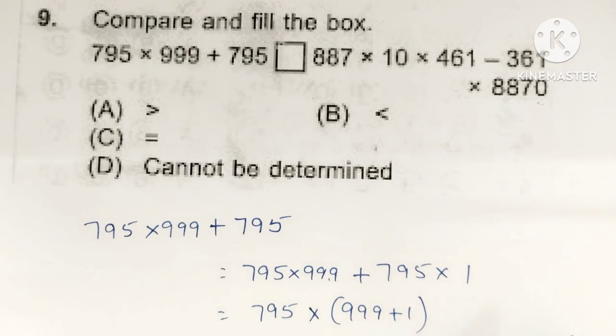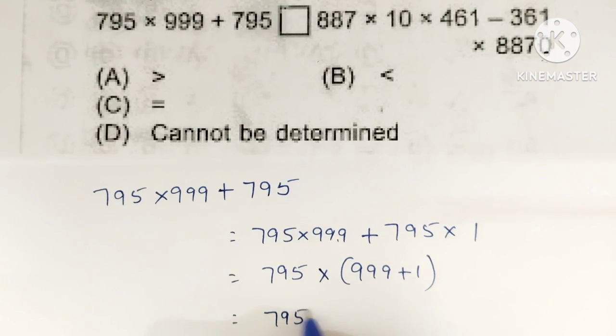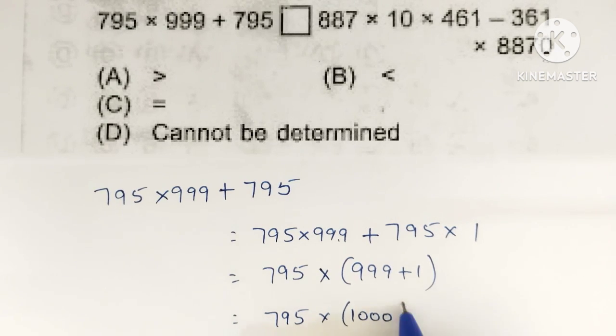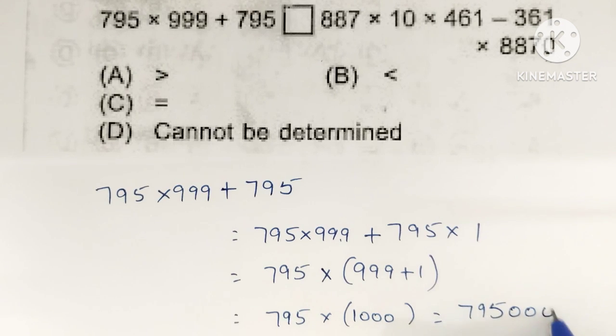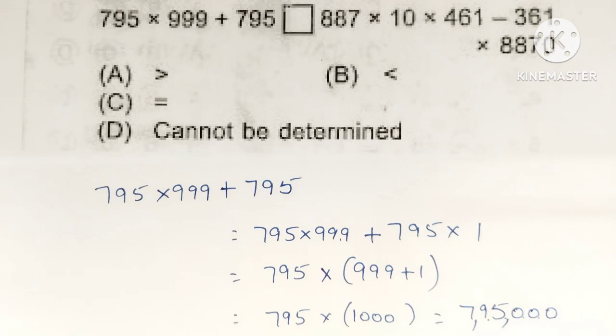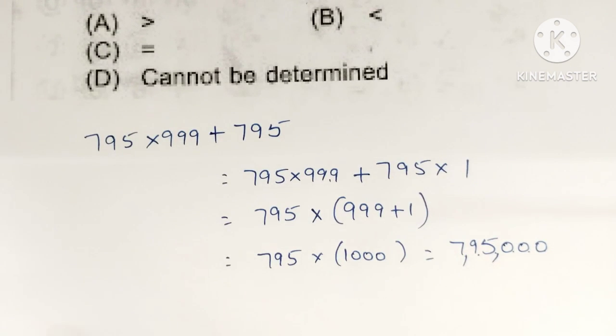Now I am taking the LHS, which is equal to 795 into 1000, which is equal to 795,000. 7,95,000 is the LHS. Now the RHS.